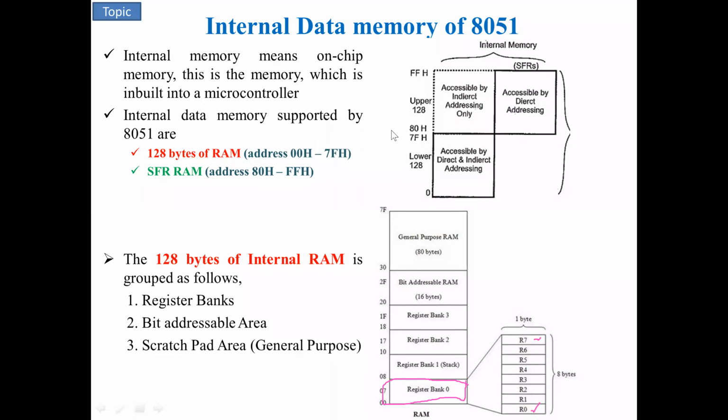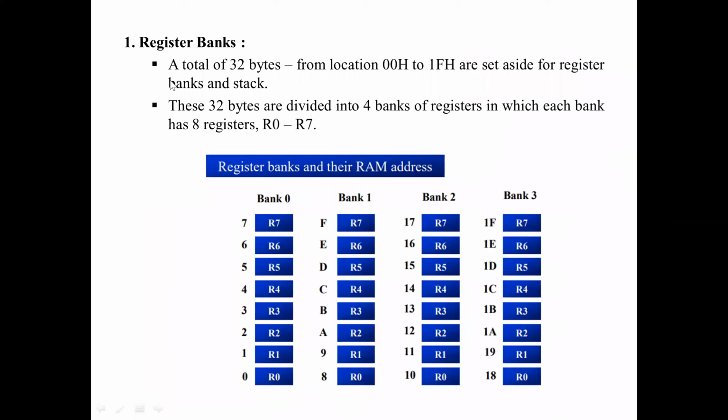Theoretically, this one you can write down. We have 4 banks: bank 0, bank 1, bank 2, bank 3. Each bank has 8 registers, that is R0 to R7. The corresponding addresses are 00H, 01H, 02H, 03H, till 1FH.